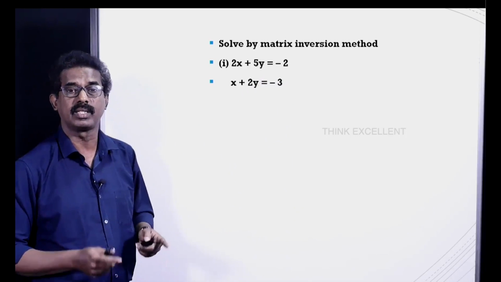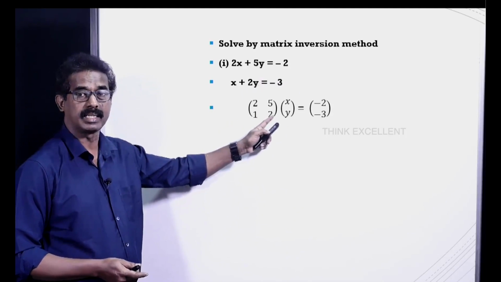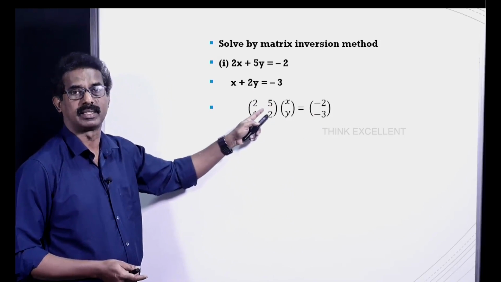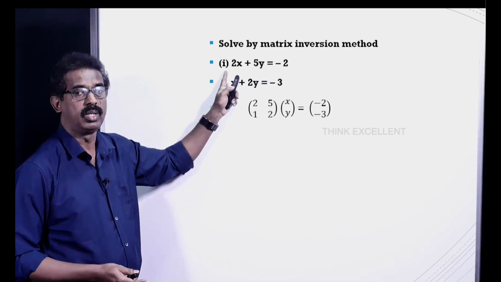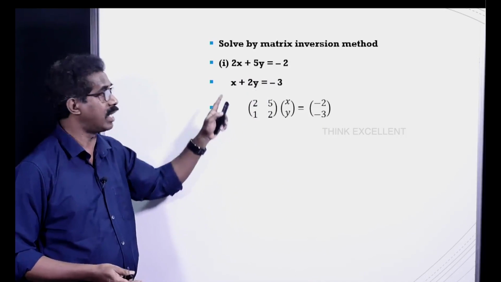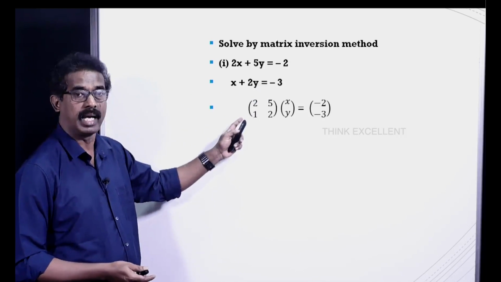So what do you write first? You write the matrix equation. What is the matrix equation? Ax equal to b. What is A here? The coefficient matrix. Write down the coefficients of x and y. First equation 2, 5. Right? 2, 5. Then you write 1, 2. If a sign is minus, you put minus. If a term is missing, you put 0 there. Okay. So that is A.